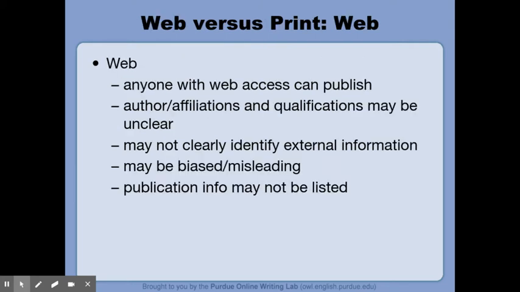As we look at the types of resources to choose from, the main two are web sources and print. Each have benefits and drawbacks. For the web, anyone with web access can publish something online. Authors and affiliations and qualifications may be unclear when something is published online. It may not clearly identify external information, meaning resources the author used. The websites may be biased or misleading, and publication info may not be listed. Because again, anyone with web access can publish something online.